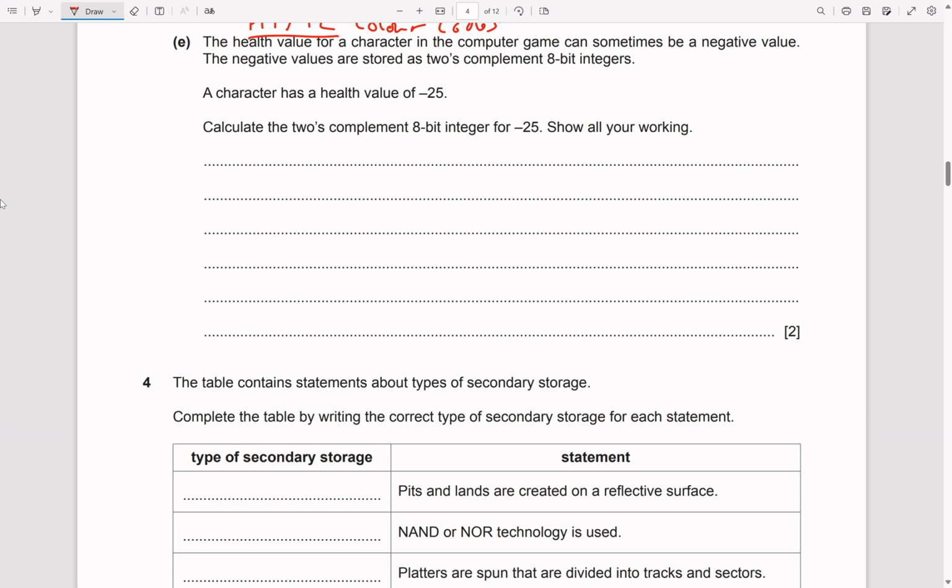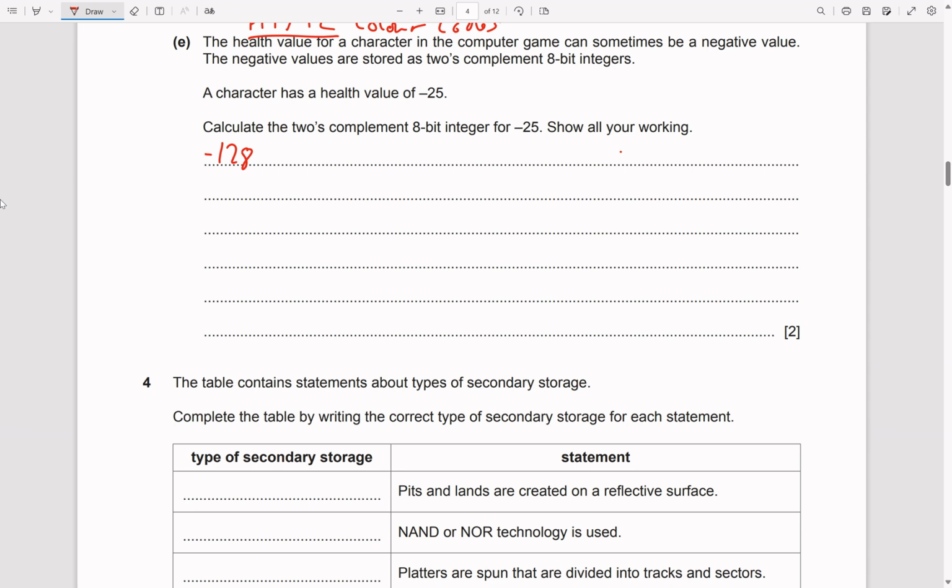Right, so the health value for a character in the computer game can sometimes be a negative value. The negative values are stored as 2's complement 8-bit integers. A character has a health of -25. Give the 2's complement 8-bit integer for -25. This time we do need to show all of our working. So here, again, let's just write out the positional values.